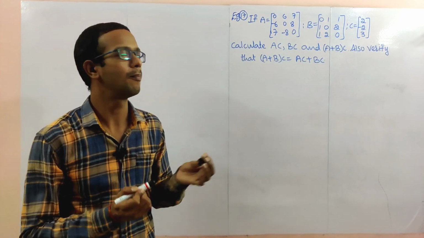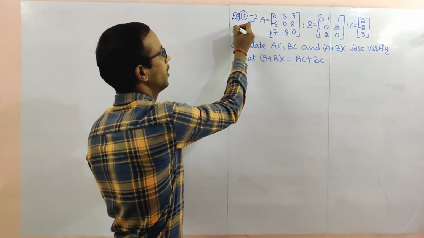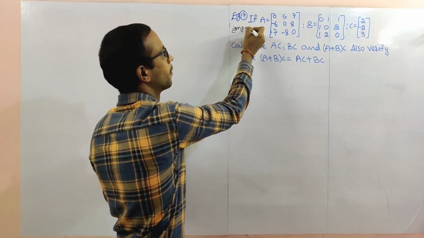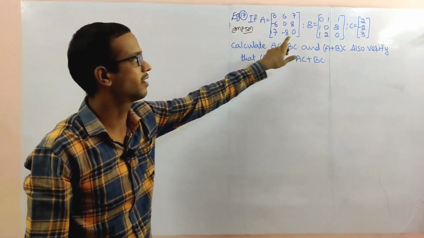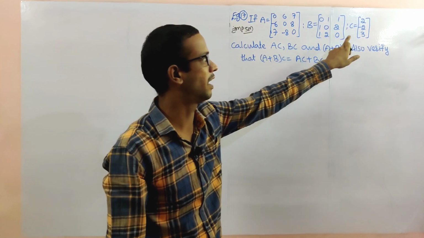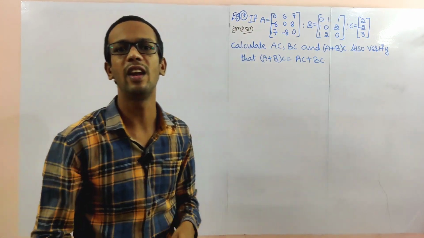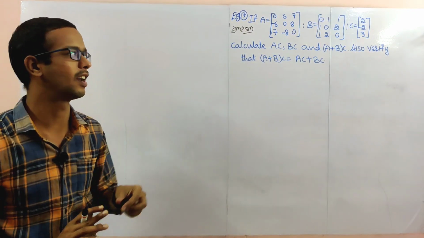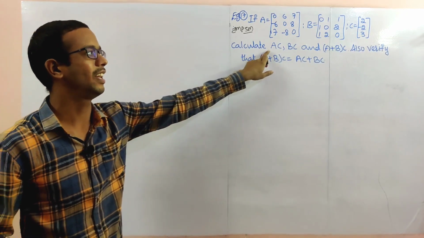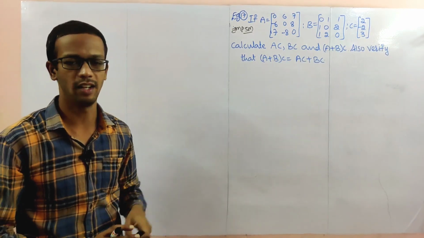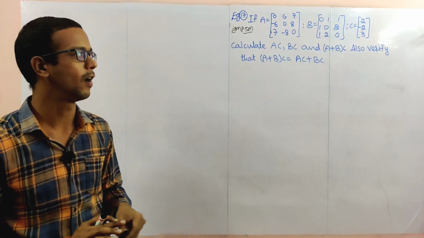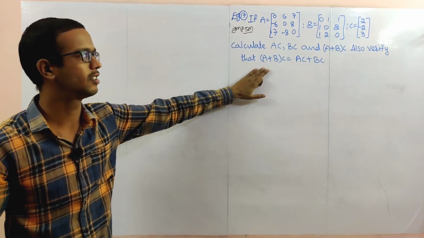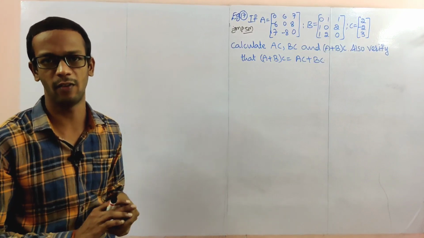Next, example 17. This is important for 5 marks question. If A is a 3 by 3 matrix, B is a 3 by 3 matrix, and C is a 3 by 1 matrix, 3 rows and 1 column, calculate AC, calculate BC, and we also have to find (A plus B) into C. Also verify that. This we'll see later. First AC, BC we will find here.